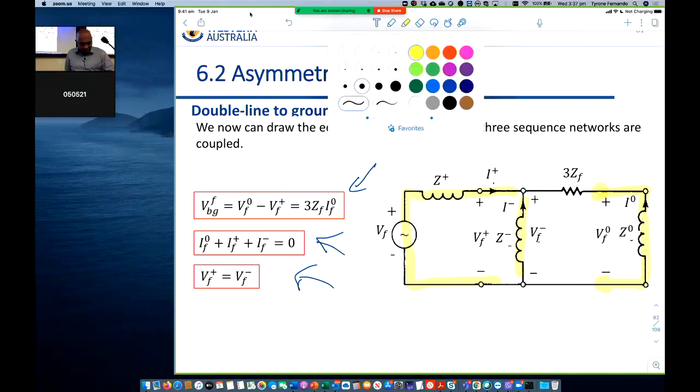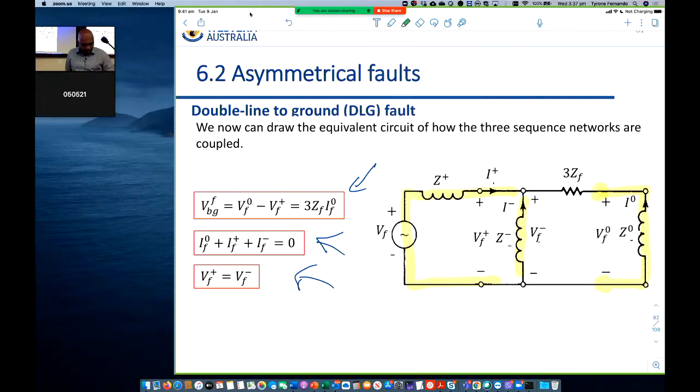So let me do a different color for this. This is the zero sequence circuit. Let me do a different color for this. This is the negative sequence circuit. This is the zero sequence circuit, right? So I have different colors for the different circuits. You need to connect the circuits in this way. Let's see if you can satisfy these 3 equations.